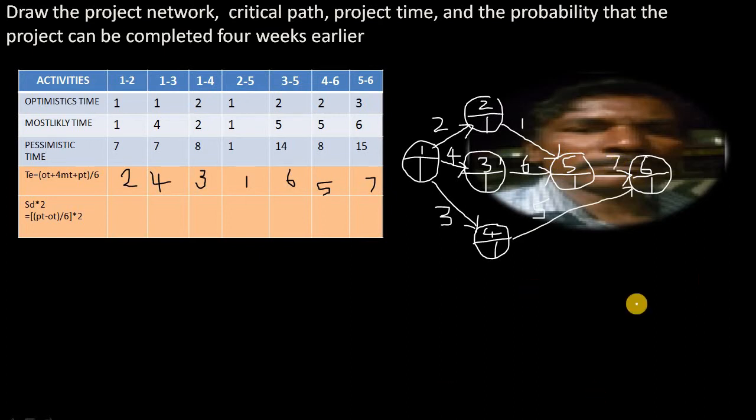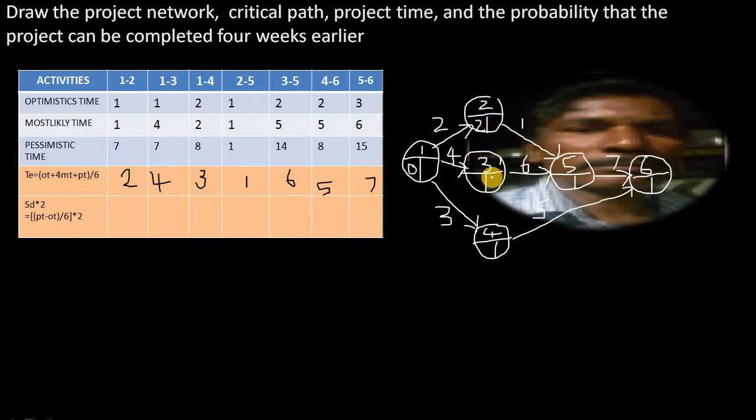Right, so this is what we call the project network. Okay, project network, but we have to calculate the earliest time and the latest time also. Earliest time here, latest time here. Okay, so how to calculate that? First I am taking 0 here. So this activity takes 2 weeks. So 0 plus 2, the earliest time for this event is equal to 2.